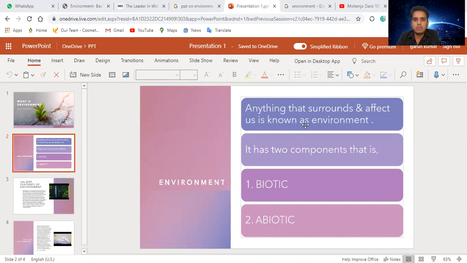Anything that surrounds and affects us is known as environment. It has two components. Notes लिख लेना जरूर. It has two components, that is biotic and abiotic.